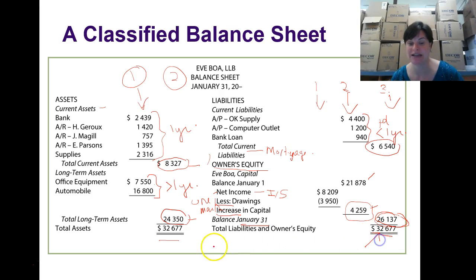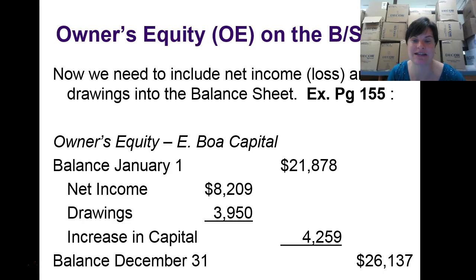Remember, this and this must be on the same line to show that assets equals liabilities plus owner's equity, and those two numbers should be equal. If they're not, we've made a mistake somewhere. So let's look at this a little closer. So just like I mentioned, here's the owner's equity section.